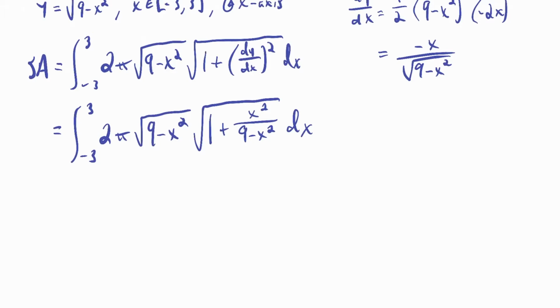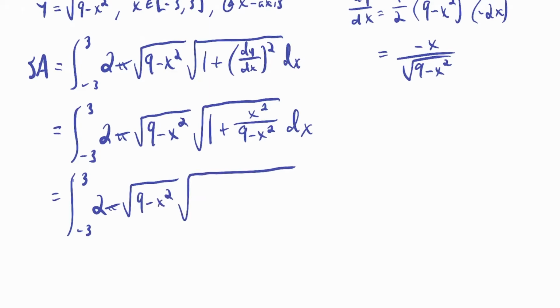So I'm going to notice that I can write this 1 as 9 minus x squared over 9 minus x squared. Okay, and I won't skip steps here. You might see what's coming next, but I'll go ahead and write it out. I probably could have moved the 2 pi, but that's okay. So 2 pi root 9 minus x squared times the square root of 9 minus x squared over 9 minus x squared plus x squared over 9 minus x squared dx. And of course, now that I have a common denominator, I can combine these. 9 minus x squared plus x squared is, of course, just 9.